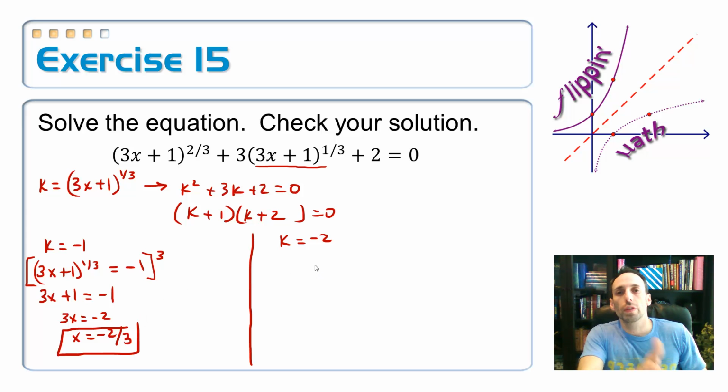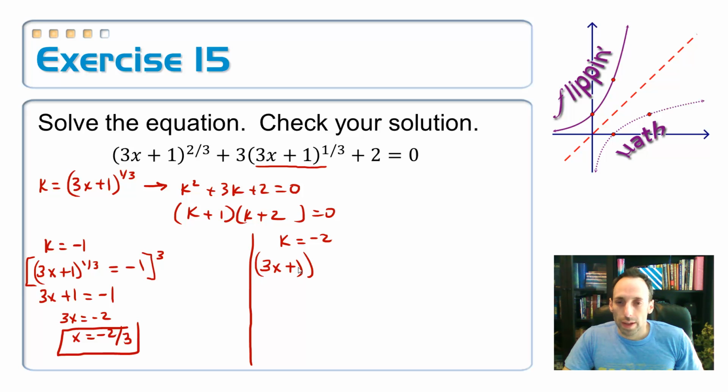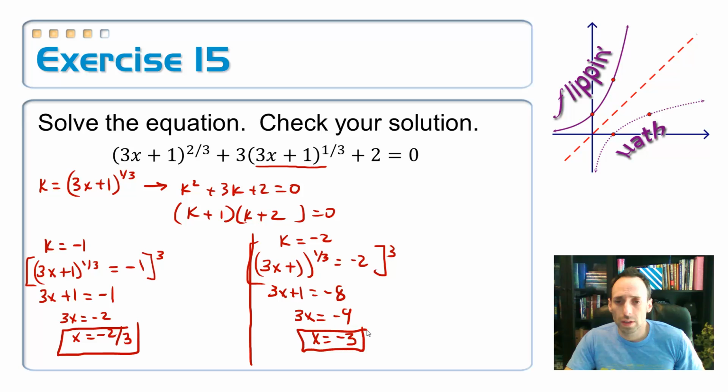Okay, let's look it over here on the other one. Do the same thing. Get rid of the k and put back in what you substituted, which is 3x plus 1. That's a 1, not a parenthesis. 1/3 power is equal to -2. Cube both sides to get rid of it, so 3x plus 1 is equal to -8. Subtract the 1 over. 3x equals -9, so x is equal to -3.